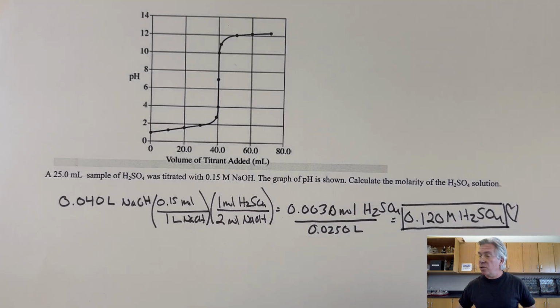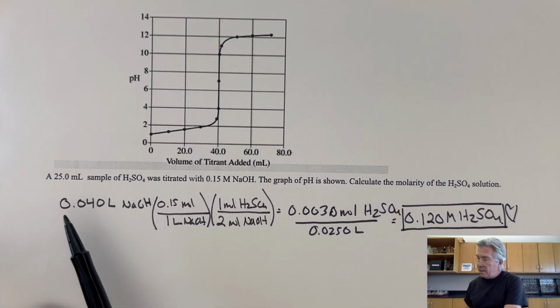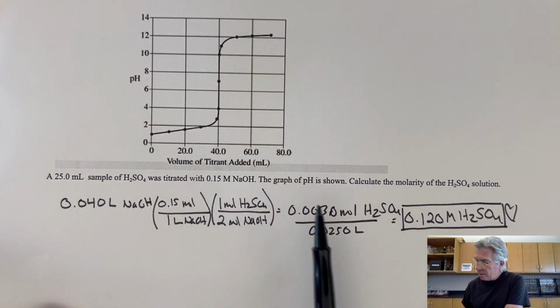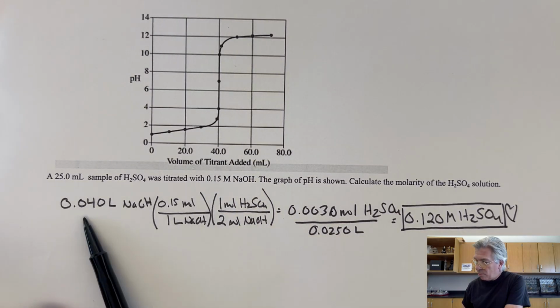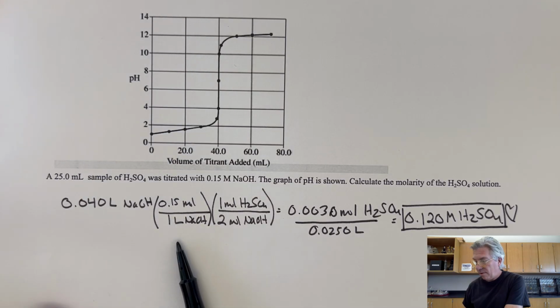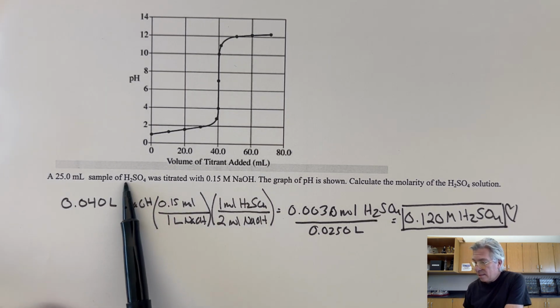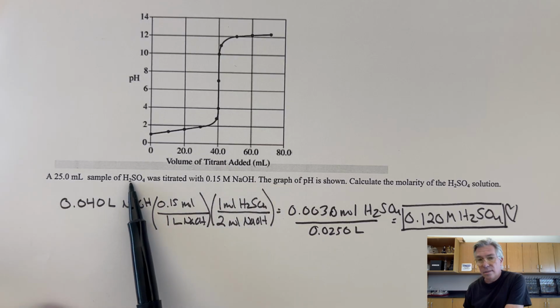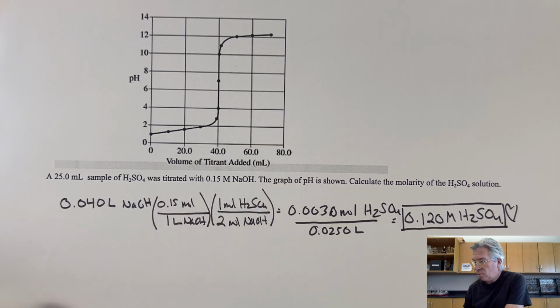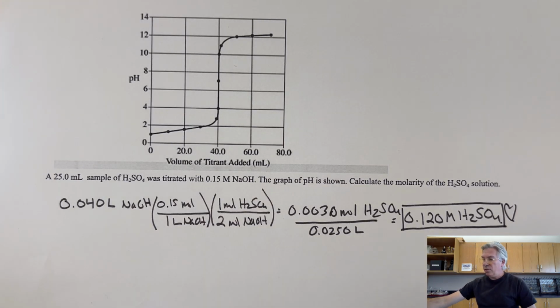Let me show you my solution. I'm going to have you try one in just a second. So I have the 40 mils, and I've been told it's 0.15 moles per liter, so 0.04 liters times 0.15 moles per liter gives me moles of NaOH. That's what I know. Note the 2-to-1 ratio. I had to know that because this is diprotic, it's going to take 2 OHs to neutralize each one. So 2 OHs, 1 H2SO4. And I got this many moles of H2SO4, and I was told that it was in 0.025 liters, for a molarity of 0.12 moles per liter H2SO4.